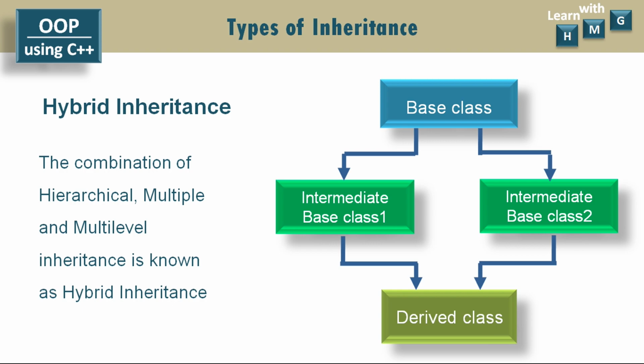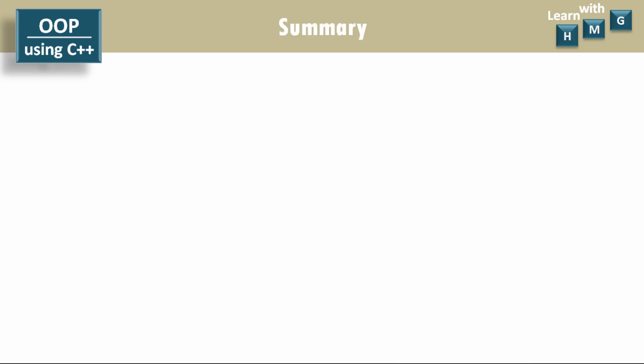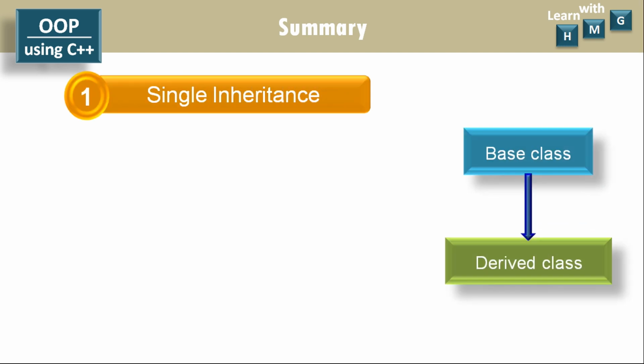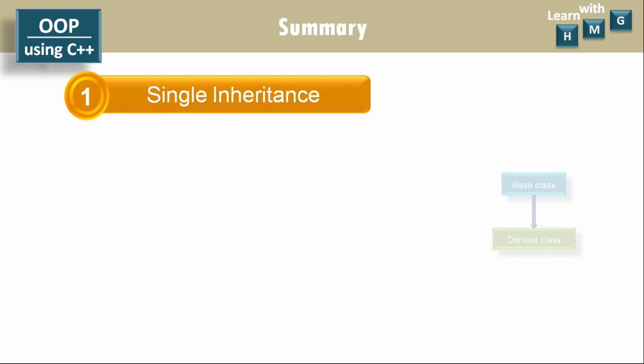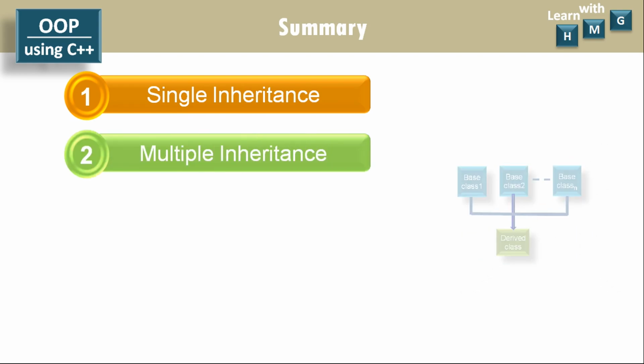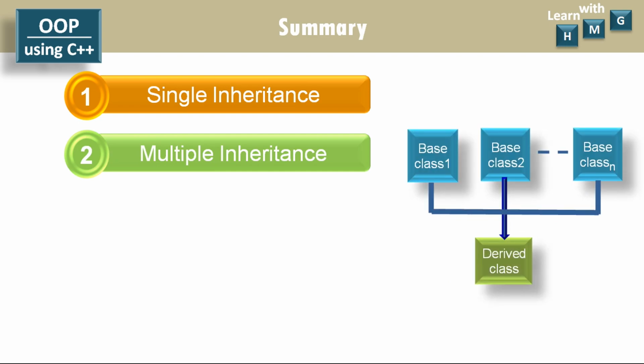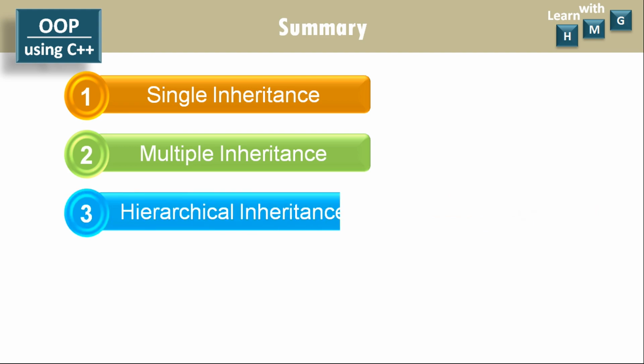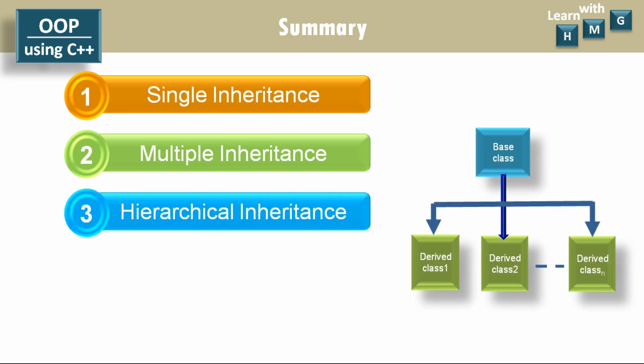So to summarize, we have seen the 5 types of inheritance. First is single inheritance, in which there is one base class, one derived class. Second, multiple inheritance, in which there are multiple base classes and one derived class. Third type of inheritance is hierarchical inheritance, in which there is one base class and the properties of one base class are inherited into multiple derived classes.